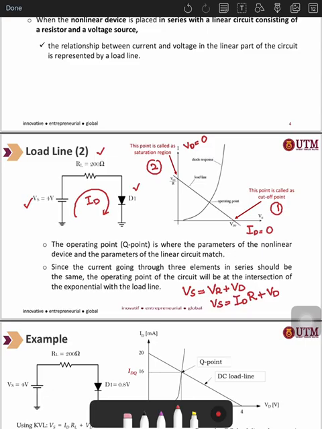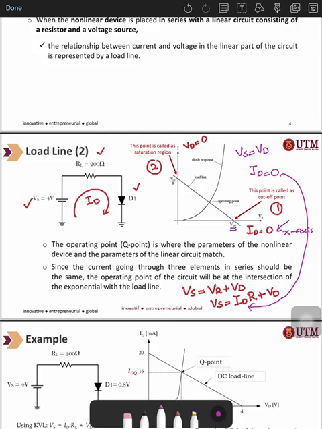Now, as I mentioned just now, in order for you to draw the load line, it is very important to identify the cut-off point. The cut-off point is when ID is equal to 0. So when ID is equal to 0, what will happen? VS is equal to your VD, that is why here we use VDD. We know that for the cut-off point, ID would be 0 because it is at the x-axis.